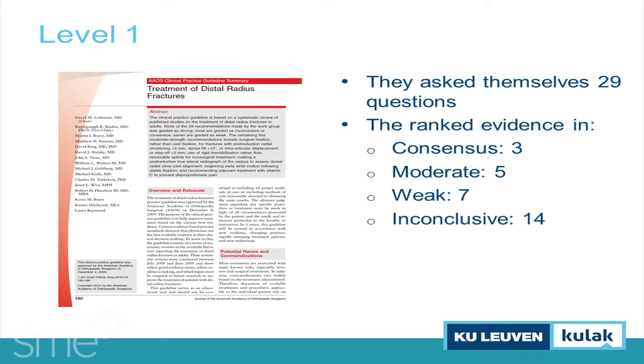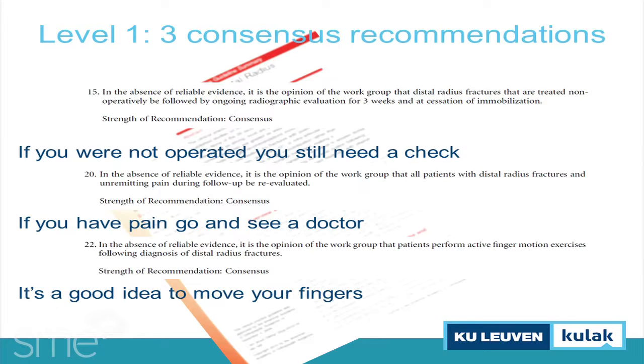There are 3 questions they asked in consensus. So they had consensus agreement on 3 questions. I will show you. If you're not operated, it's probably good that if you're in a cast that you go back to have a check. Makes sense. If you have pain, it's a good idea to go and see a doctor. What basically they say, maybe your cast is too tight and you might have CRPS. And it's a good idea to move your fingers.